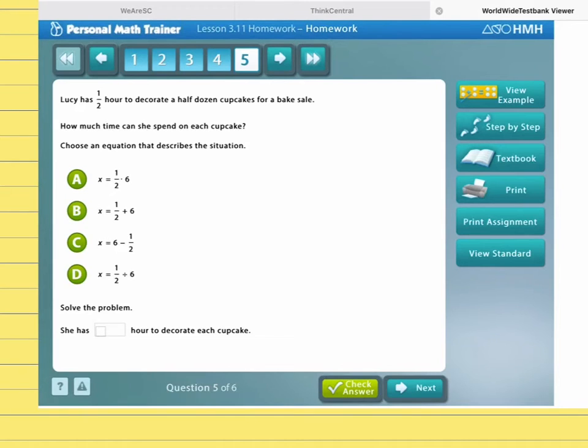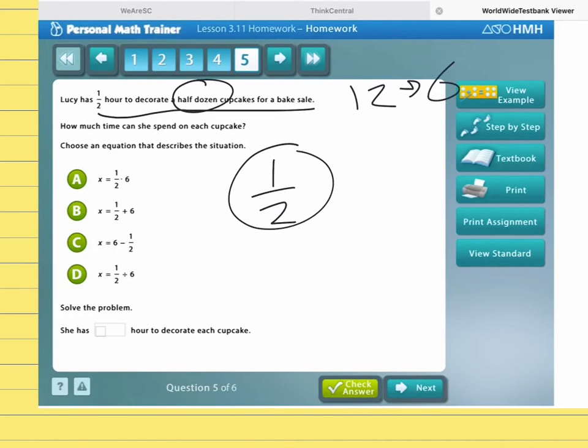Let's unpack question number 5. Lucy has a half an hour to decorate a half dozen cupcakes. So what is a half a dozen? Well, a dozen is 12, so half will be 6. So she has a half an hour to decorate 6 cupcakes. How much time can she spend on each cupcake? Well, if you have a half an hour, that's your dividend, and you're going to divide it by 6. That is going to be your answer right there.